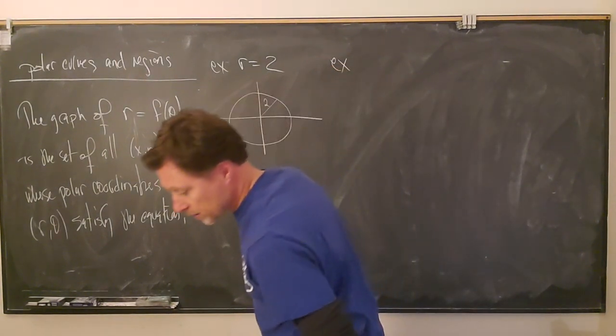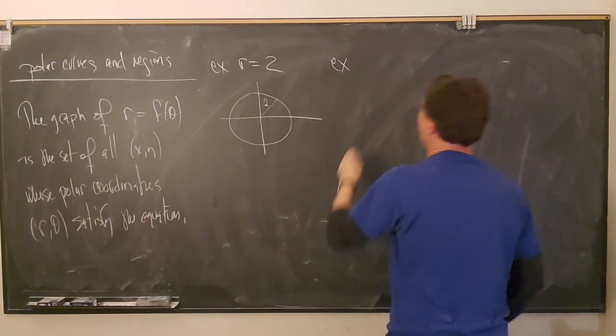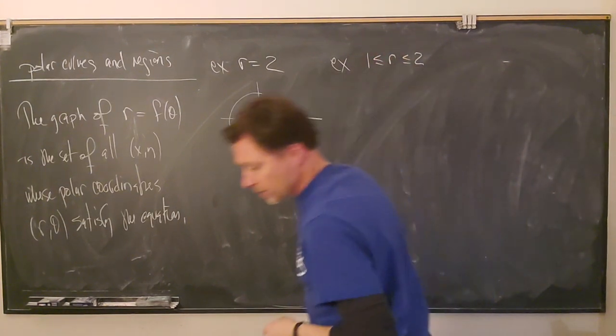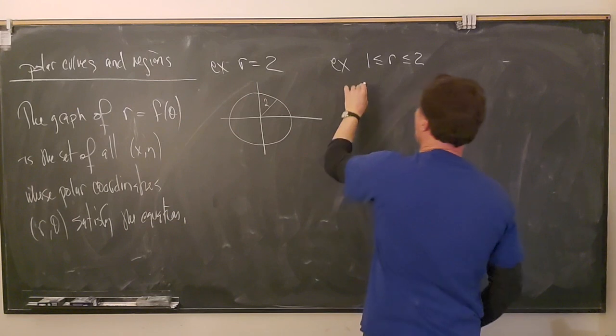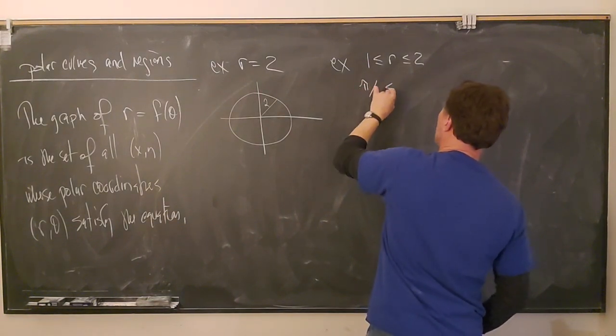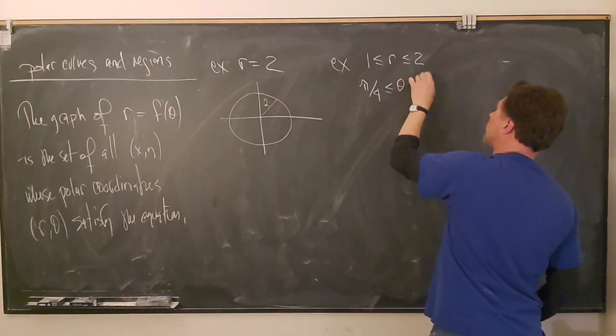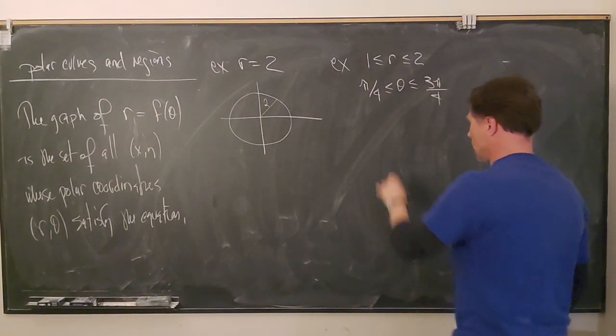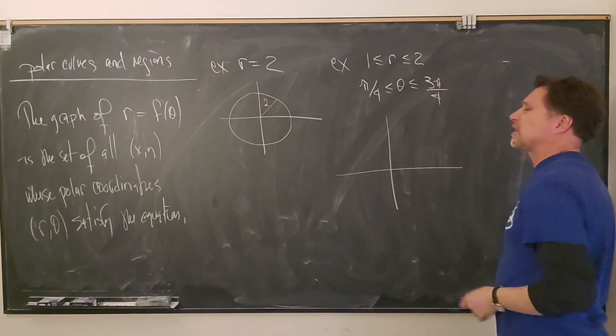Now let's look at this one. I'd like to sketch this region where we want 1 ≤ r ≤ 2 and π/4 ≤ θ ≤ 3π/4. All right, so now I've written this as an inequality.